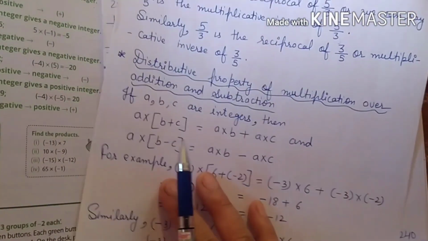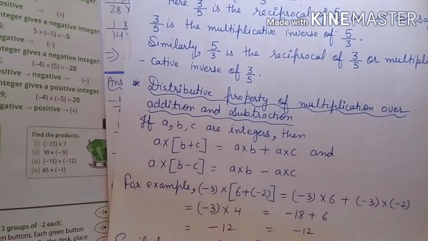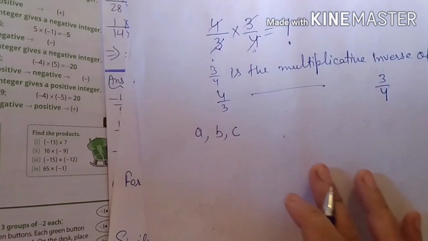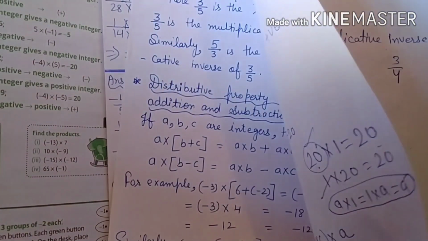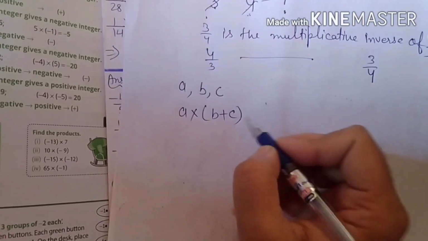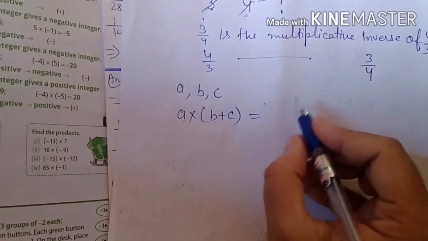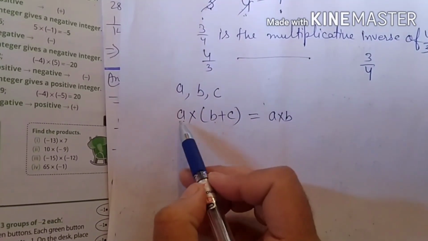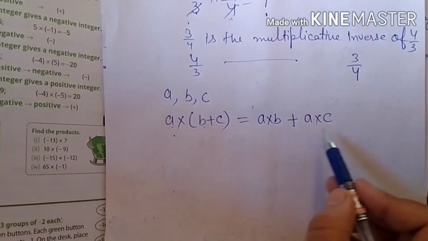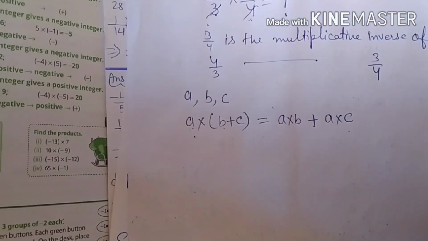Then distributive property of multiplication over addition and subtraction. Suppose we have three integers a, b and c. If we multiply a with the sum of b and c, then first of all we can multiply a with b and a with c, and then add, and your answer will be the same. This is known as the distributive property over addition.